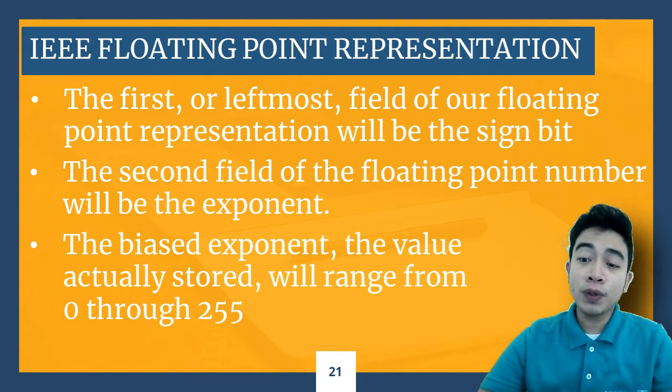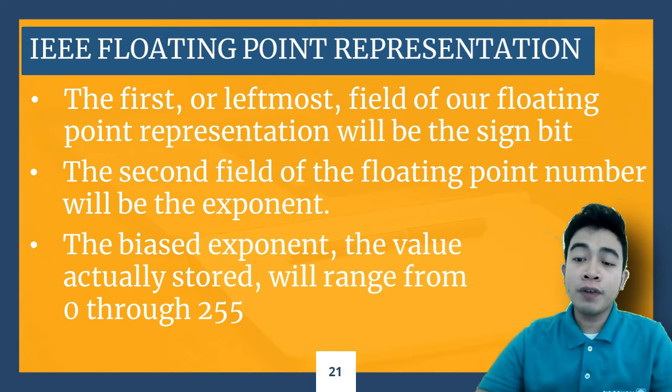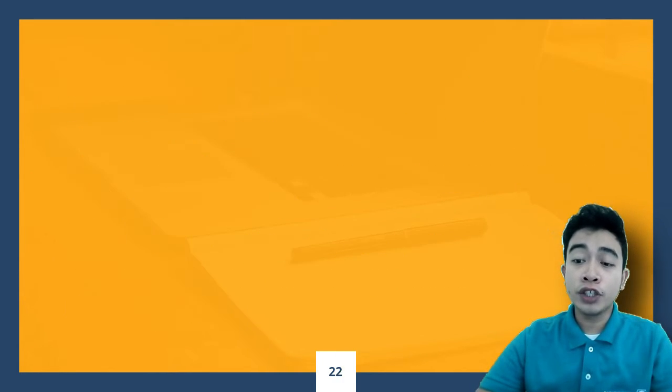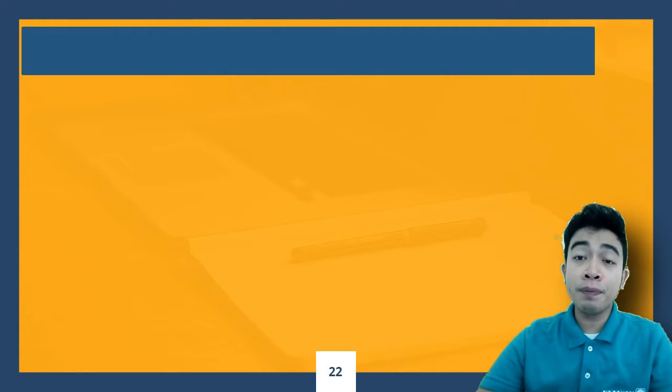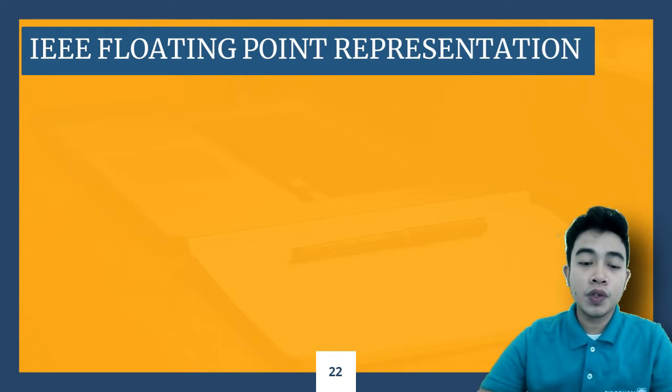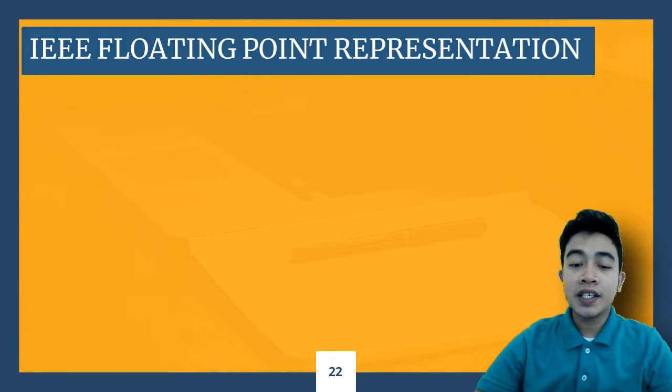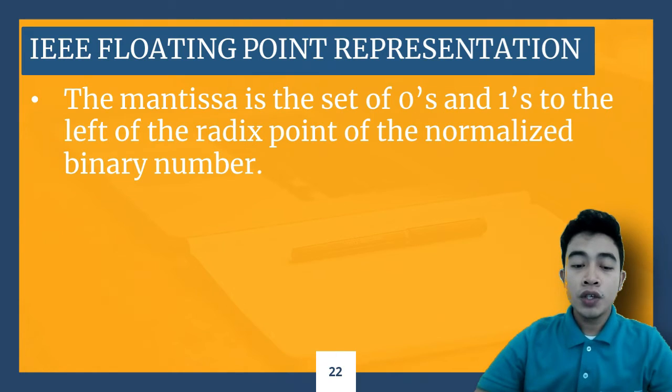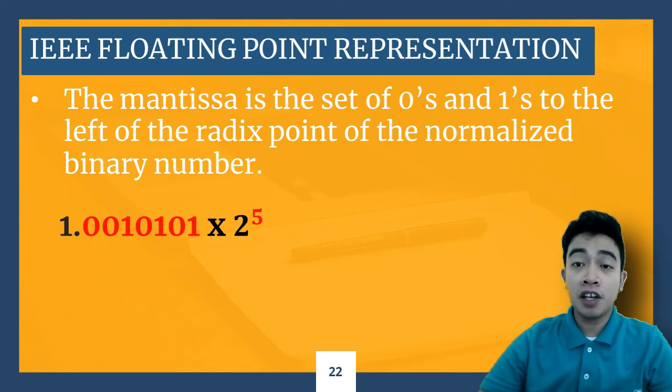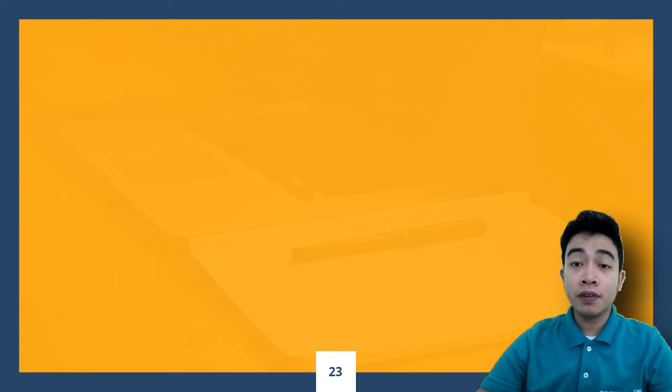The biased exponent, the value actually stored, will range from 0 through 255. This is the range of values that can be represented by 8-bit unsigned binary numbers. The mantissa is the set of zeros and ones to the right of the radix point of the normalized binary number. The mantissa is stored in a 23-bit field.